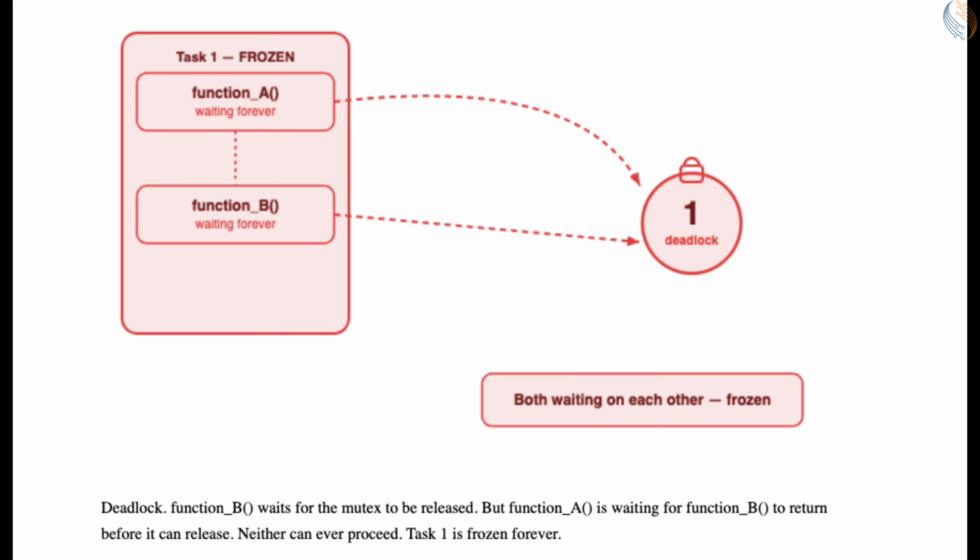The task is waiting for the mutex to be released, but the same task is the one holding it, so it will wait forever and never make progress.